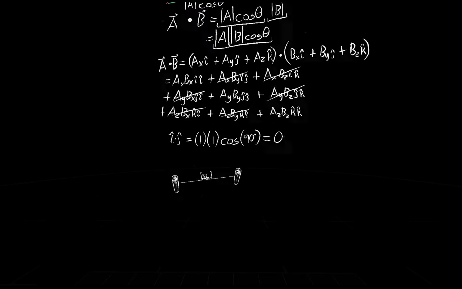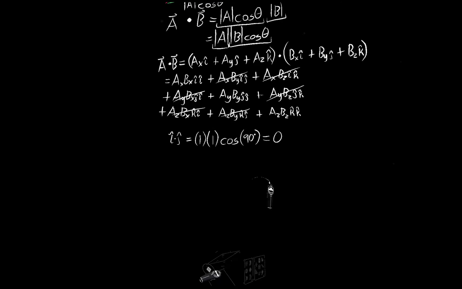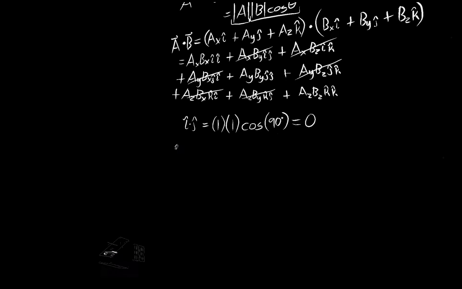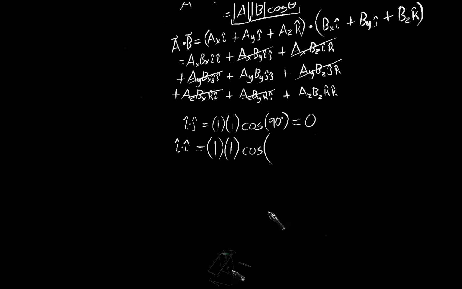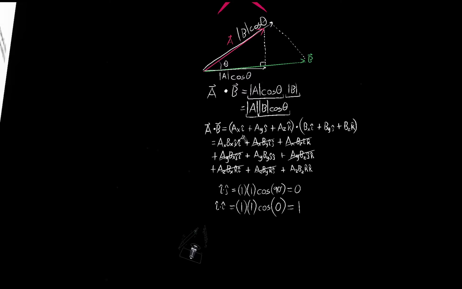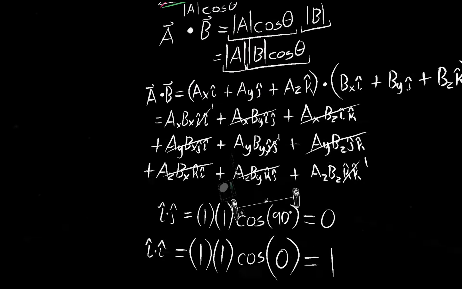So what do we do with the I hat times I hat, J hat times J hat, and K hat times K hat? What is that? Well, for example, I hat dot I hat is equal to 1 times 1 times cosine of the angle between them. What's the angle between two vectors that are pointing in the same direction? That's 0. The cosine of 0 is 1. So all of these like hat terms are 1. So what are we left with?